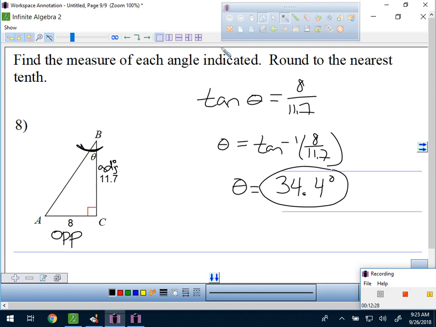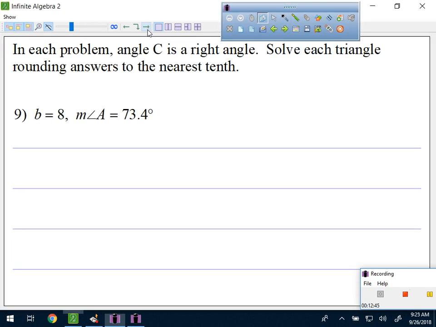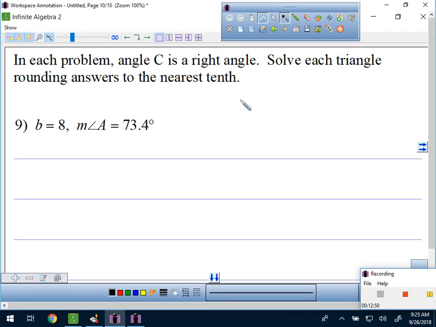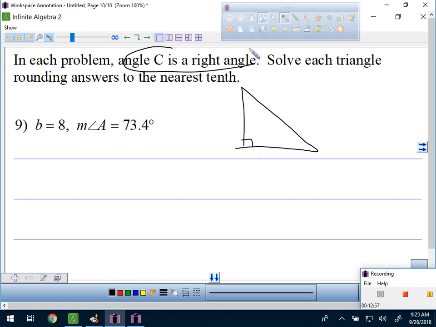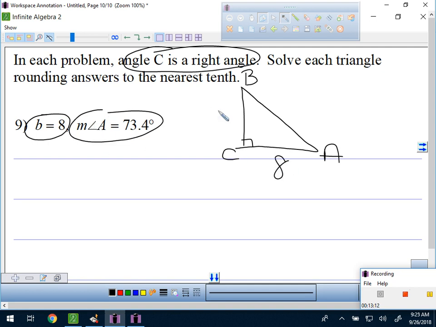All right, for number 9, your problem was similar. It's just I didn't draw the picture for you. So this one you're going to have to draw the picture, draw you a right triangle. Now remember, you can't assume it's a right triangle unless I tell you, and I do tell you that angle C is my right angle. If you mess up on this problem tomorrow, it's probably because you didn't label angle C as the right angle. It doesn't matter where you put A and B, but it does matter where we put this stuff. So side B is 8, angle A is 73.4 degrees, and it wants you to solve the whole triangle.